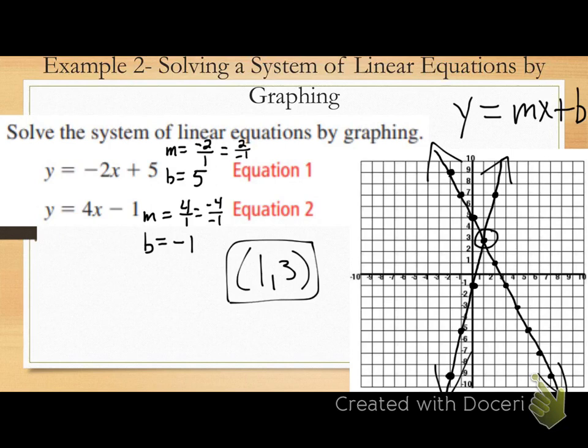To solve by graphing, graph them on the same graph. Wherever they intersect is your solution. We okay with that?